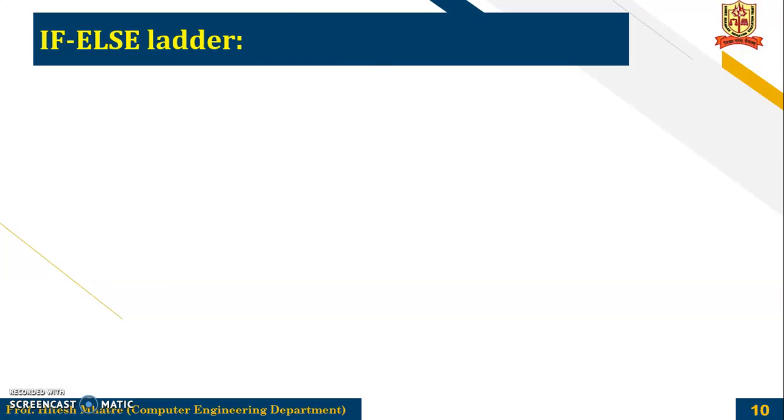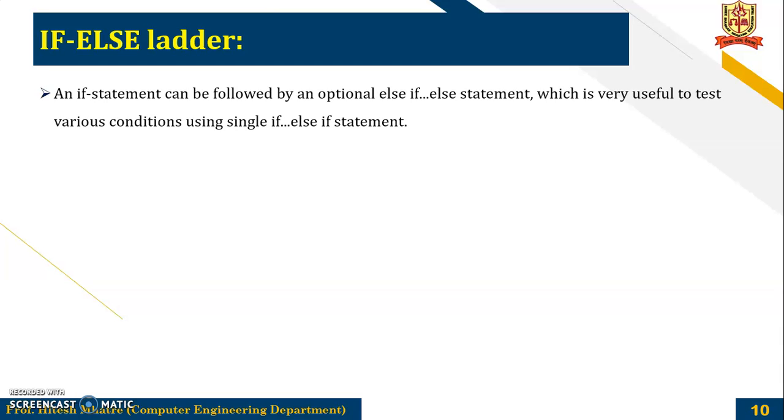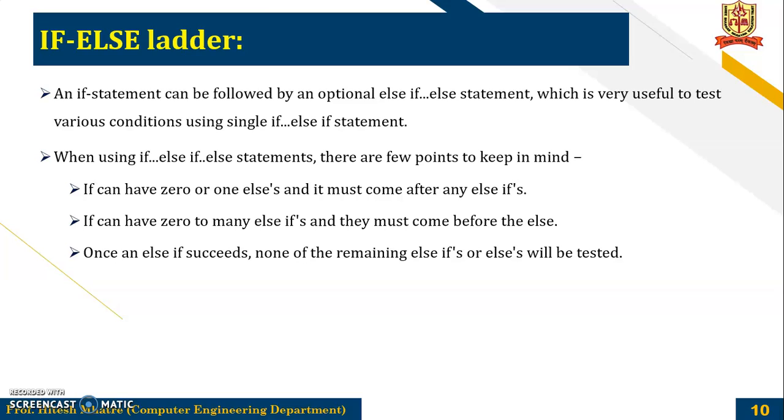Then is the if else ladder. Now an if statement can be followed by an optional else statement. Again it can have another condition. So you can have multiple if else. So when using the if else if statement, there are a few points to be considered. An if can have 0 or 1 else, but it must come after every else if.